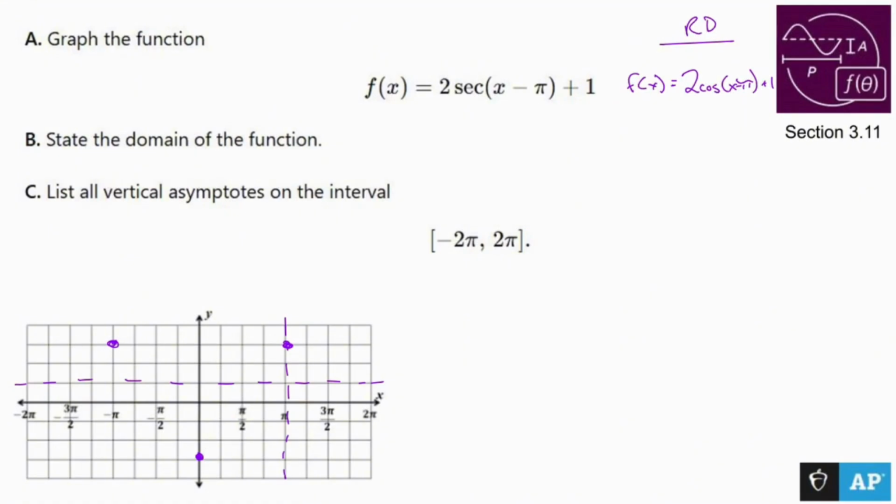Although, hold on, I think I went way too far on that one. I did. Since the amplitude's 2, it's going to bottom out at negative 1. Okay, which means it's going to come back up, bottom out there, come back up, bottom out there. And there you have it. So inflection points are going to happen directly in between.